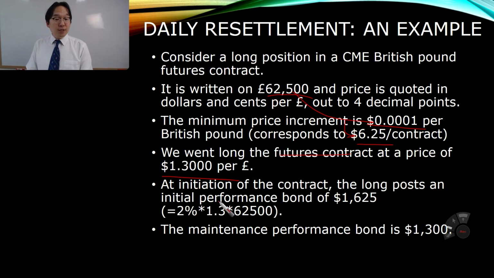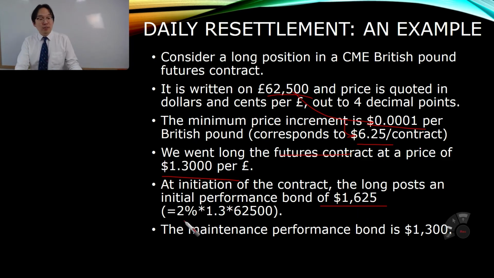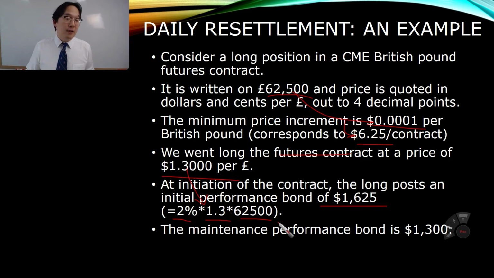At initiation of the contract, the long position posts an initial performance bond of $1,625. How do we come up with this number? I told you the 2% rule times 1.3 dollars per pound, the futures contract price, and then the unit is 62.5 thousand pounds. So pounds times dollars per pound, and 2% of it should be secured as a performance bond.